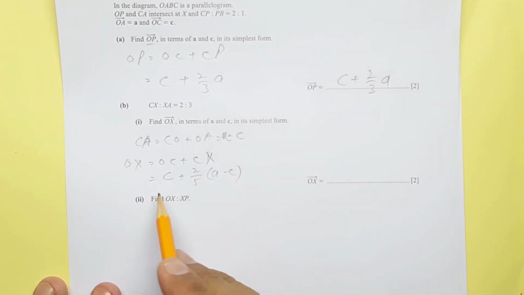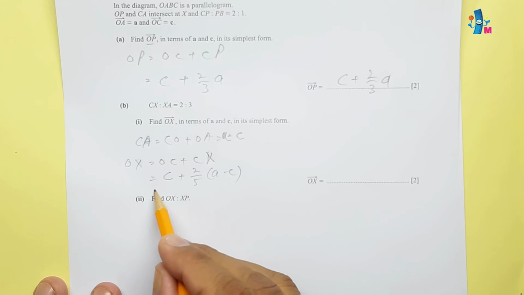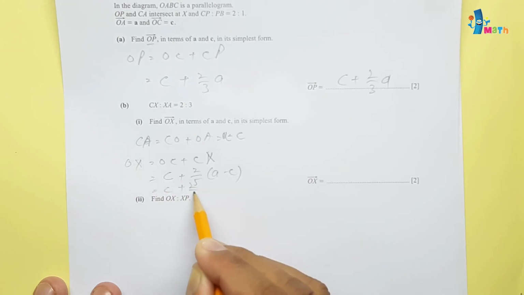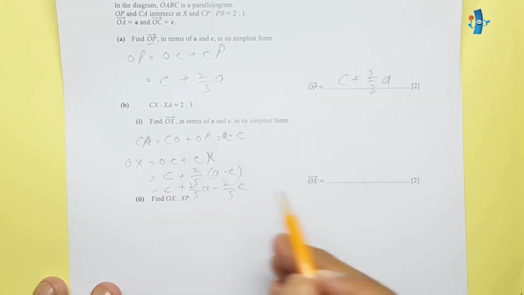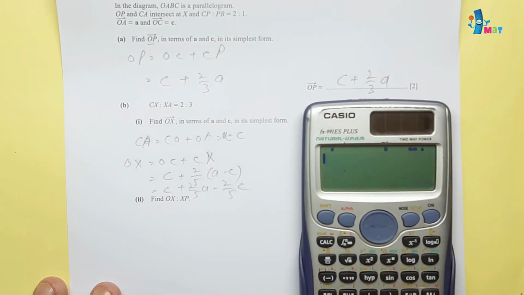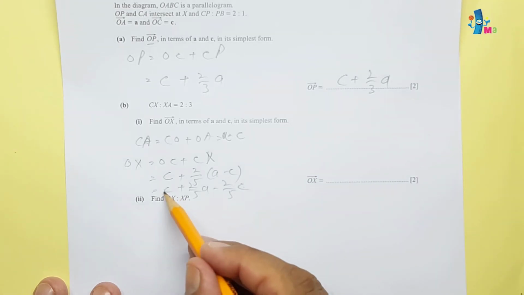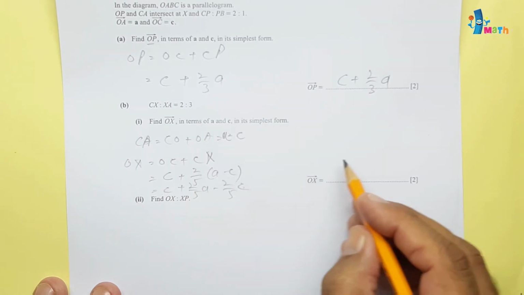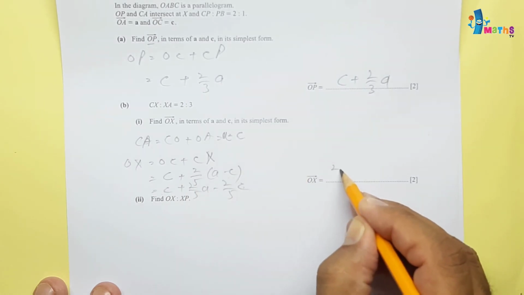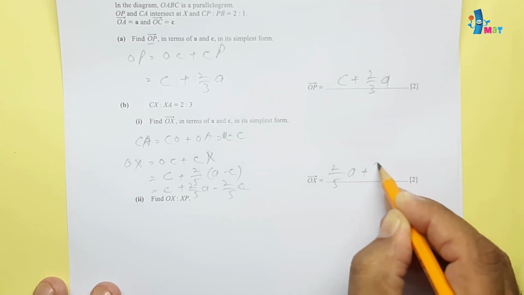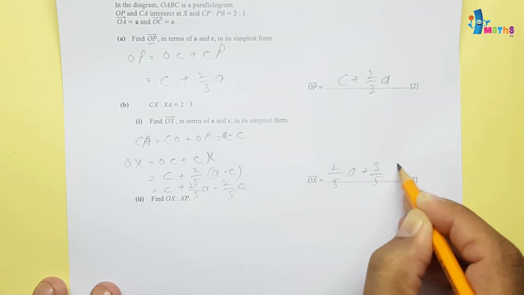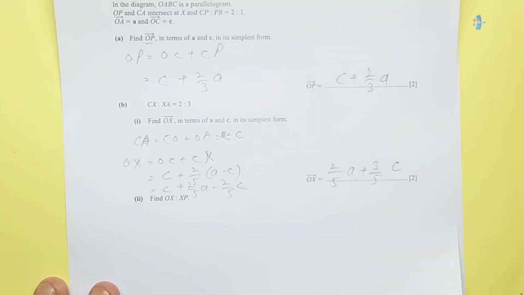Basically we can open this, and if we open it, C plus 2 by 5 A minus 2 by 5 C, and this C we can simplify. This will be 1 minus 2 over 5, which is equal to 3 by 5. So simplifying up to 3 by 5, I will write 2 by 5A plus 3 by 5C. So this will be our answer.